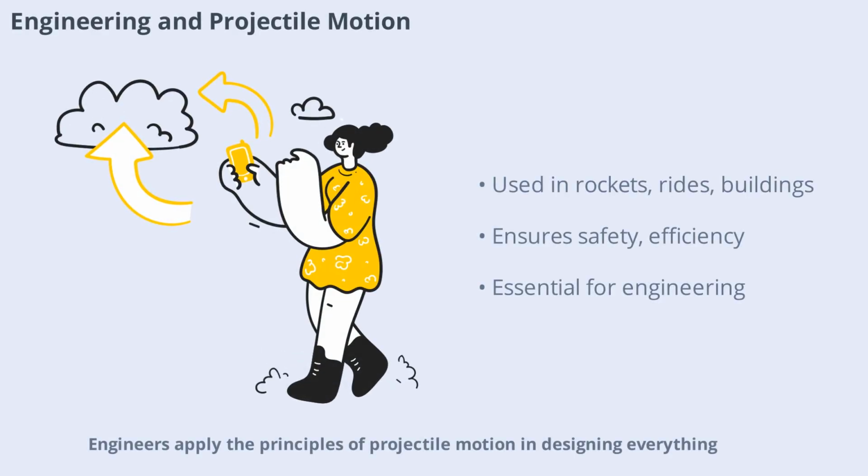Engineers apply the principles of projectile motion in designing everything from bridges and buildings to rockets and amusement park rides. Accurate predictions of trajectories ensure safety, efficiency, and optimal performance. Whether launching satellites or designing roller coasters, understanding kinematics is essential for success in engineering projects.